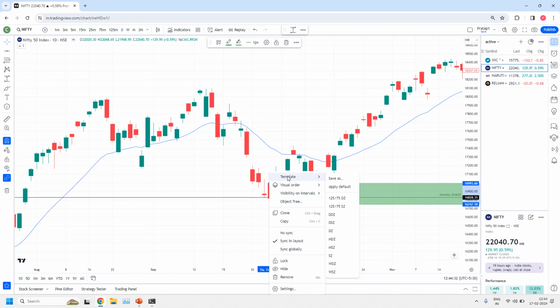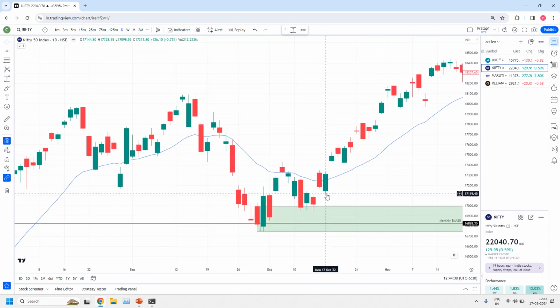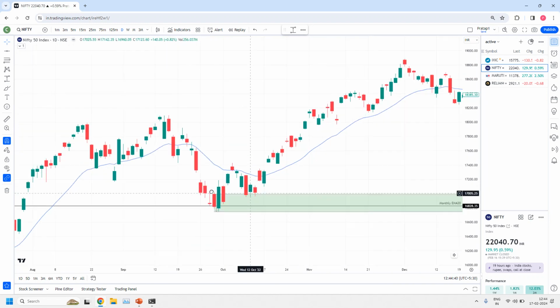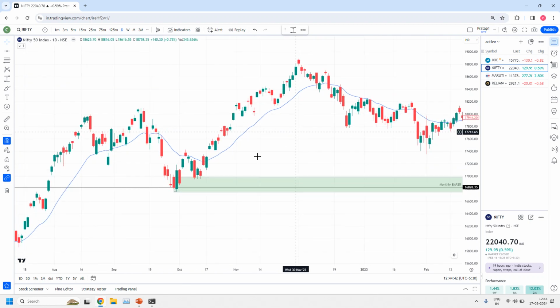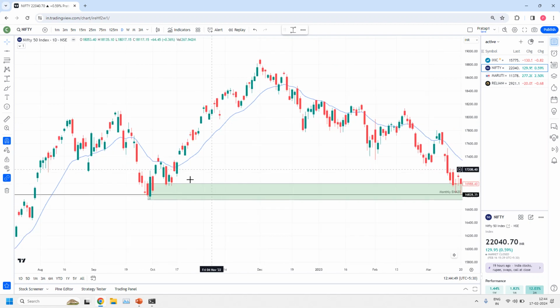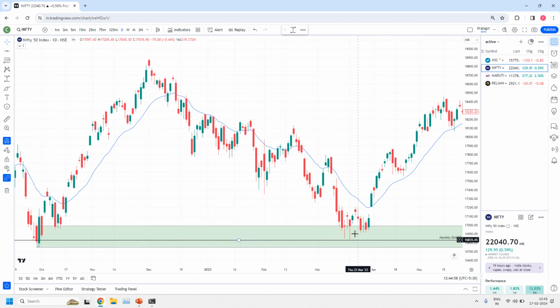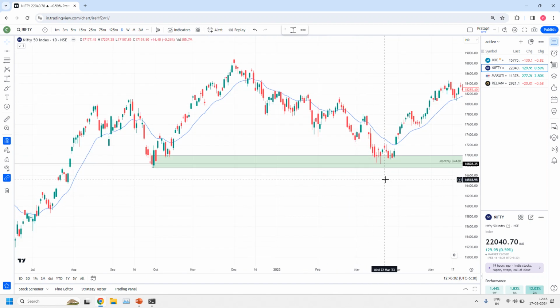And moreover, let me change it to the daily color. Let me change the color to daily demand zone, light color. See, already this zone is tested. Now you may ask a question, how can we take a trade the second time? Maybe this is a powerful zone. That is the reason why this zone is available at the time price overextension is completed on the monthly. See here. Here the price overextension is completed.